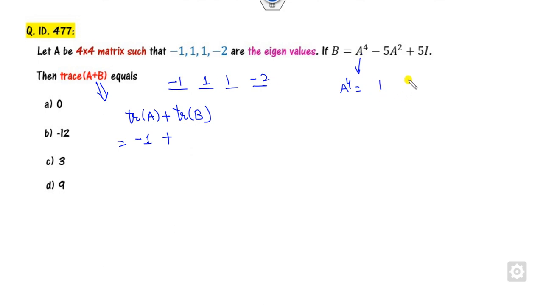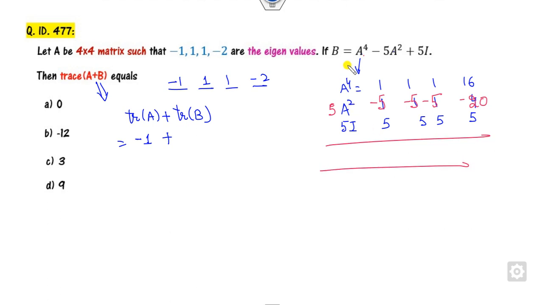You can take the power 4: 1, 1, 1, 16. What are the eigenvalues of A squared? 1, 1, 1, 4. What are the eigenvalues of 5I? 5, 5, 5, 5. Now A squared, that is 1, you have to multiply this by 5. So it's minus 5, minus 5, minus 5, minus 20. So what are the eigenvalues of B? 1, 1, 1, 1. So this is my 4. So 3 is the correct answer.